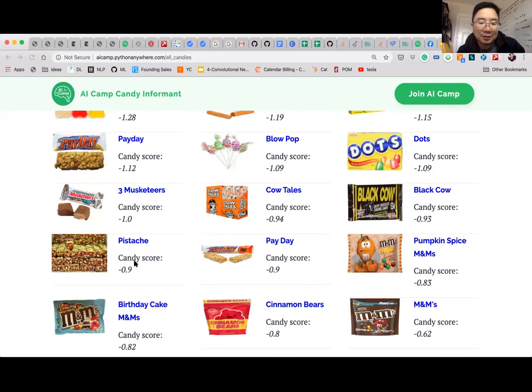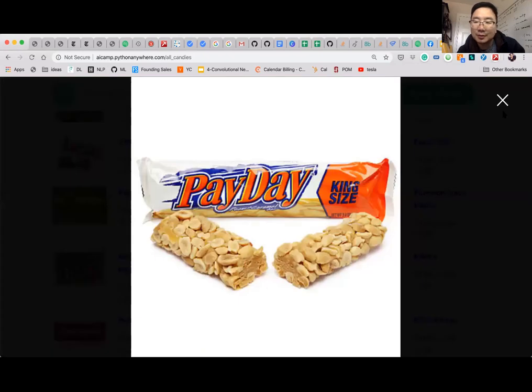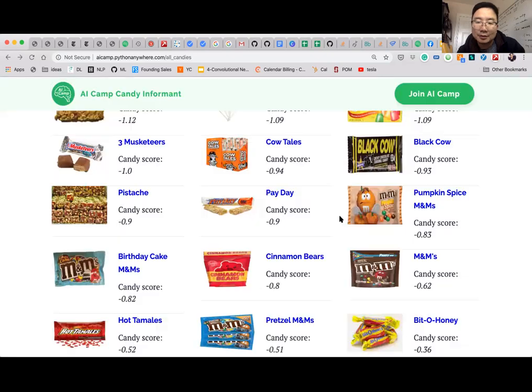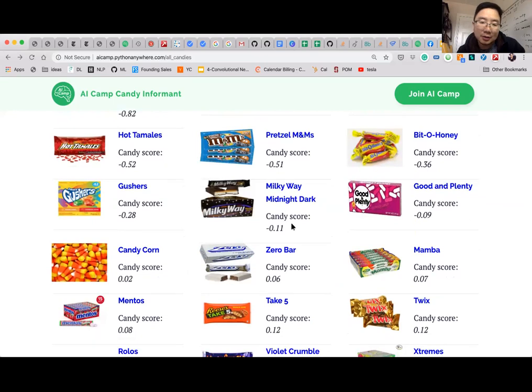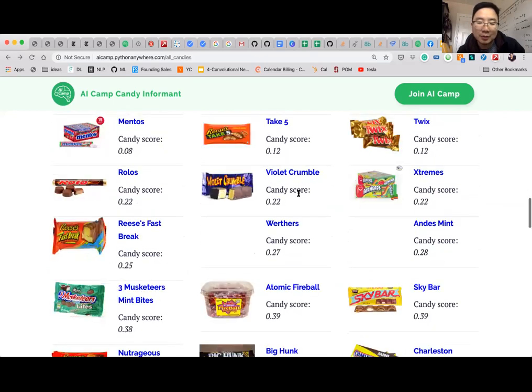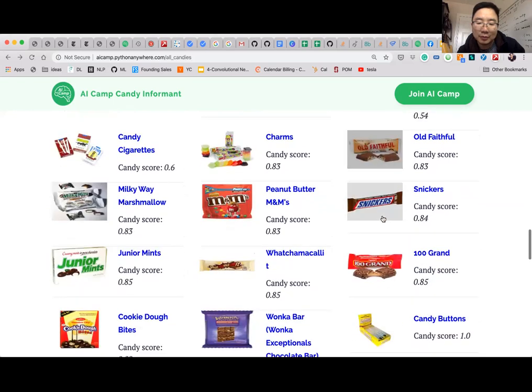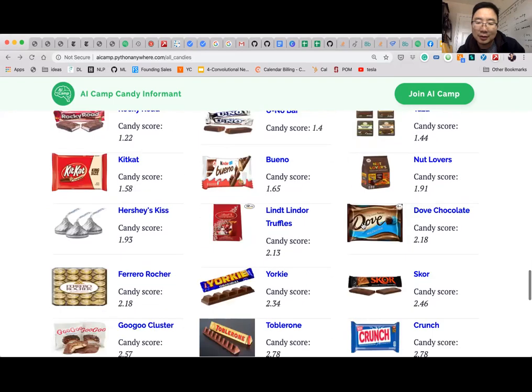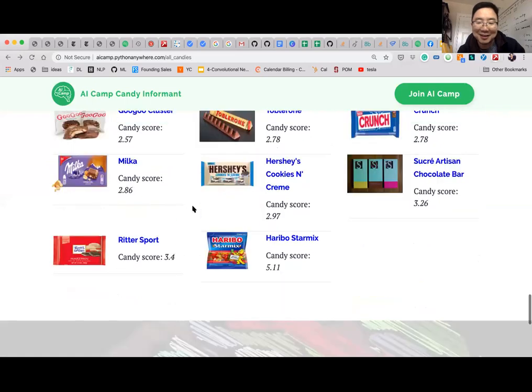Pistachio, this is still a little bit negative, but you can see why they're positive. I think because they have peanuts in them. You see peanuts, right? And you start seeing Milky Way somehow this way. Oh, well, now you start seeing positive ones, right? Big chunk of positive ones, Old Faithful, positive ones. The really good ones, like Dove chocolate bar. I mean, they're just more expensive and they probably contain chocolate. That's why it's healthy.